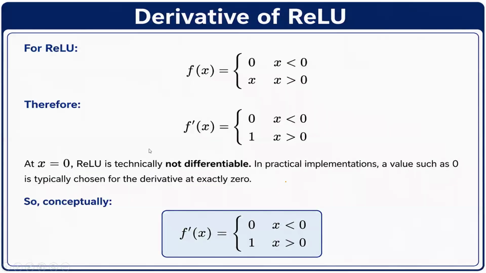Now, the derivative of ReLU. So here we know the ReLU function. Therefore, f dash of x is equal to 0 if x is less than 0, and f dash of x is equal to 1 if x is greater than 0. So ReLU is not technically differentiable at 0. It is the same as that of the ReLU function.